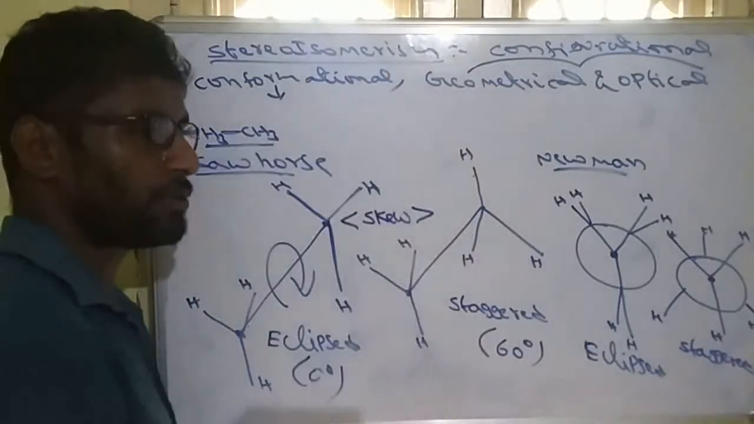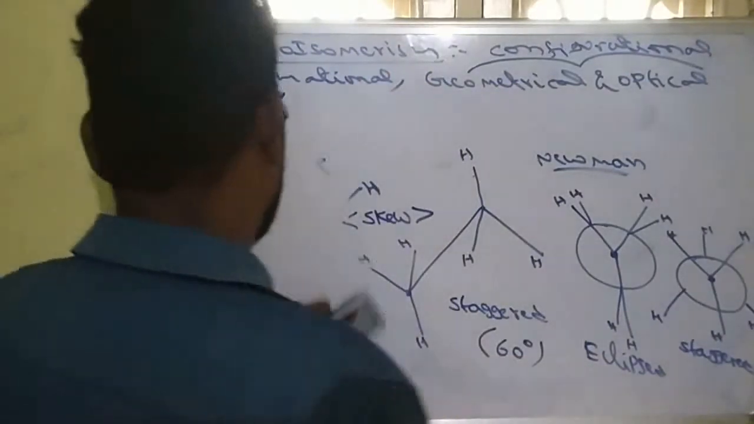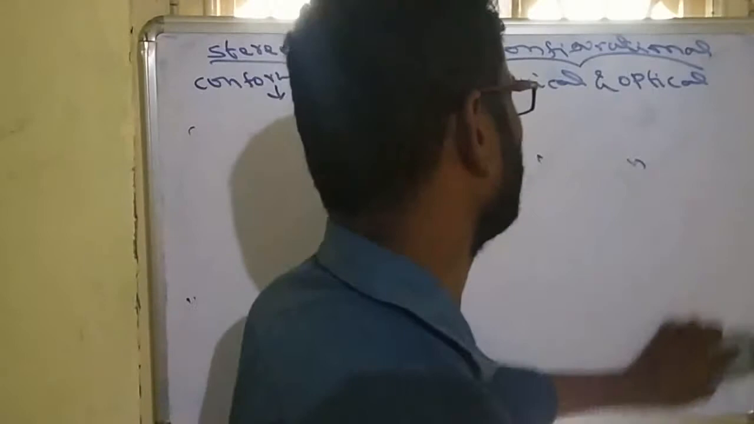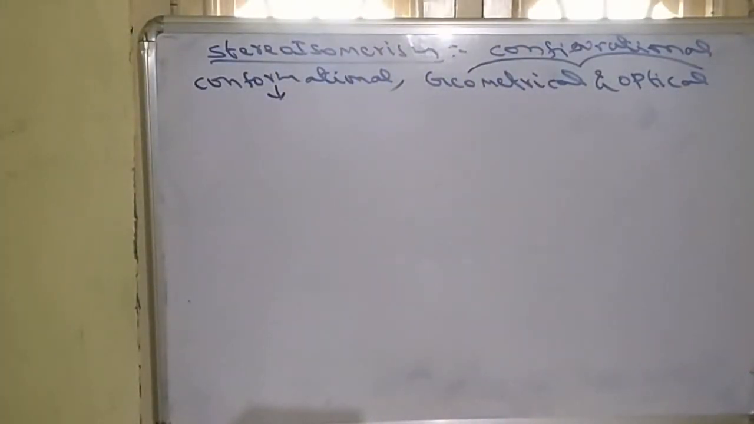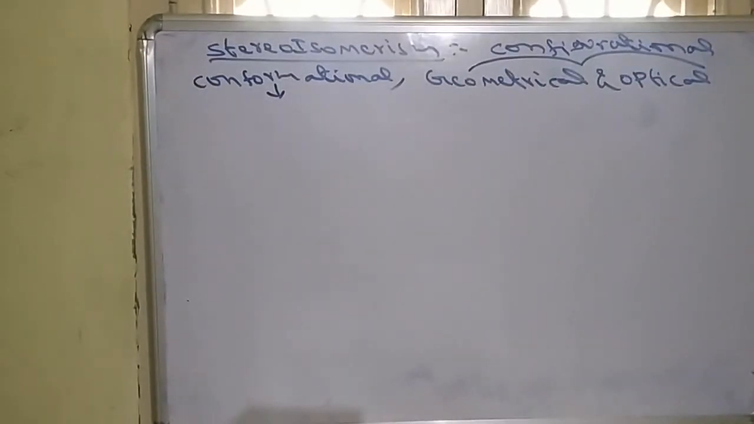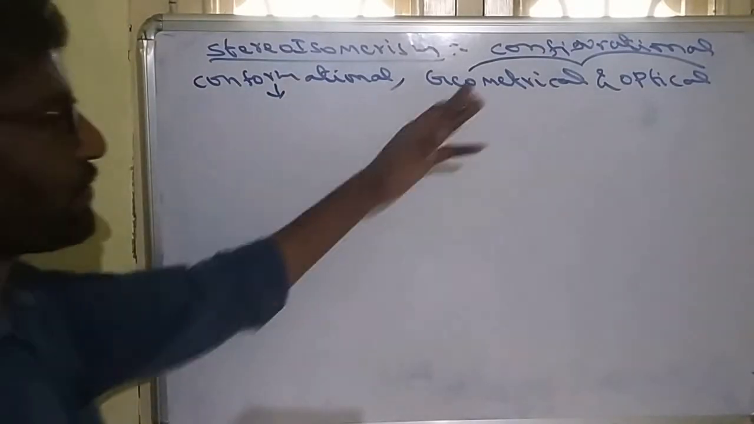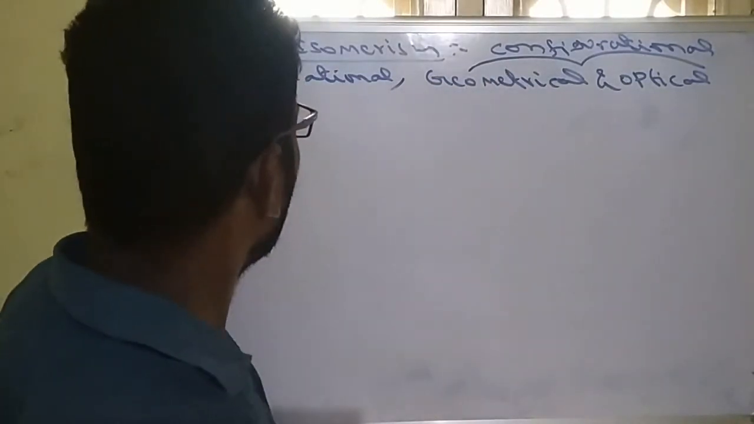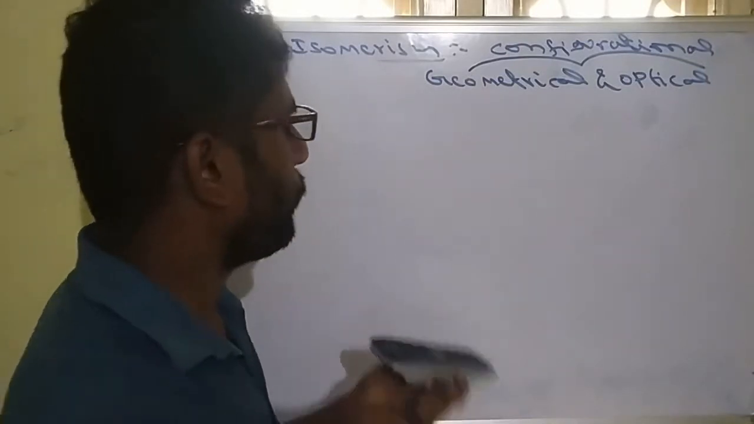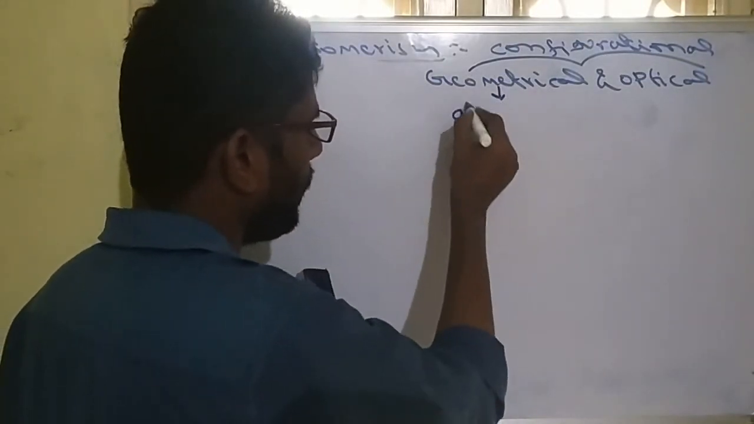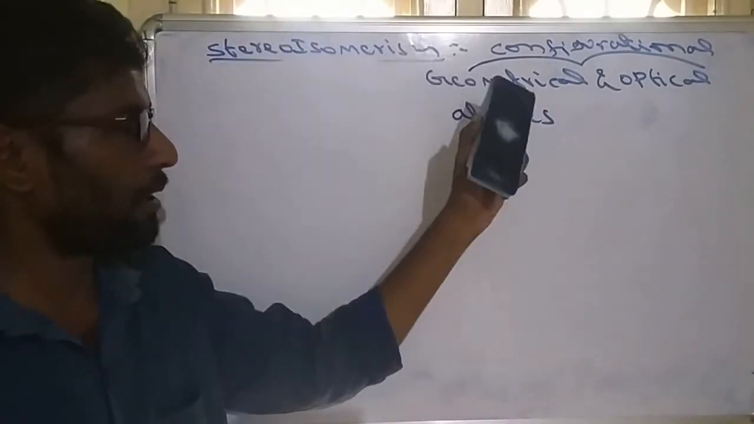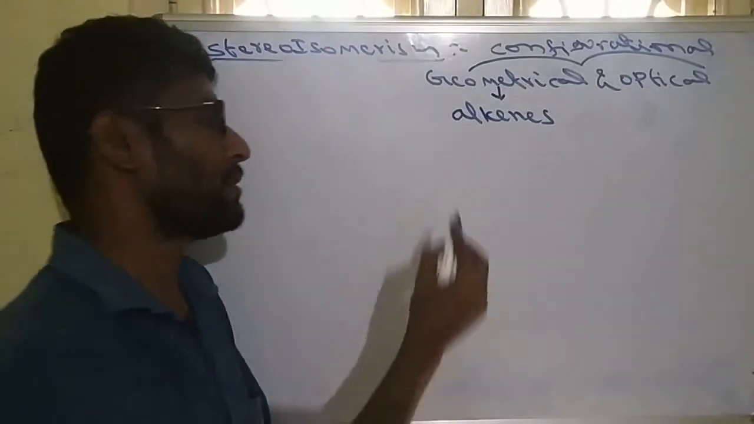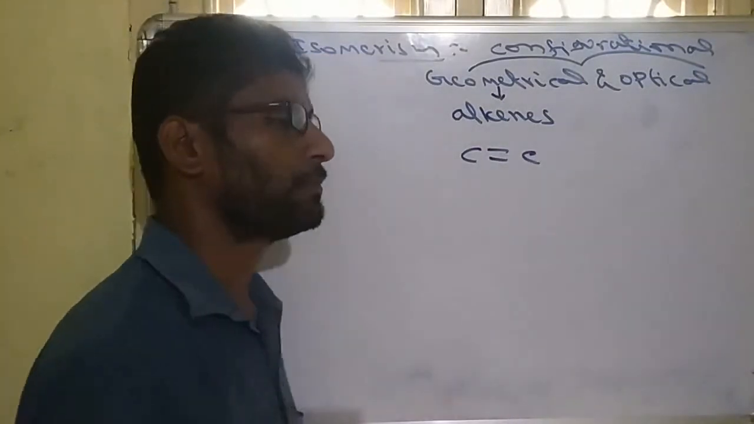Next we will say geometrical isomerism. Now the next one is geometrical isomerism. Conformations are shown by alkanes, whereas geometrical isomers are shown by alkenes. Remember it? Conformation is alkanes, geometrical is shown by alkenes. So alkenes means a carbon-carbon double bond.